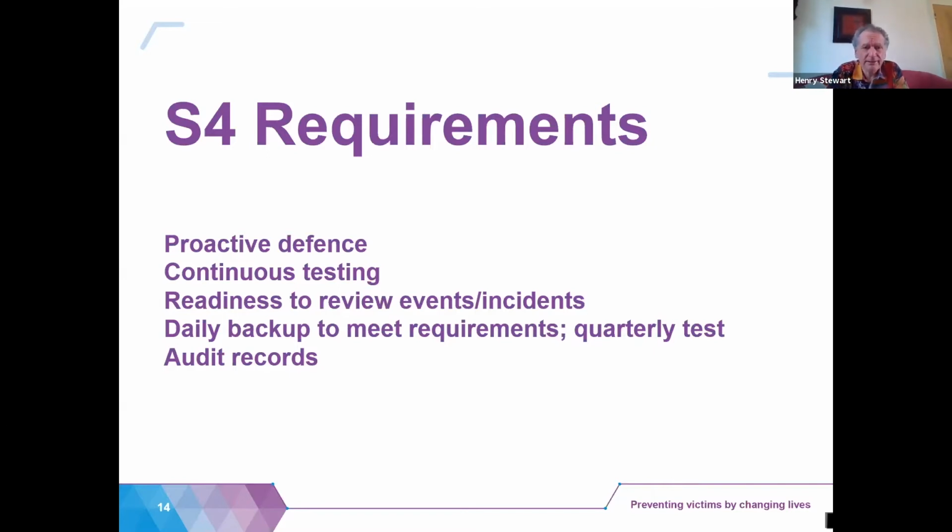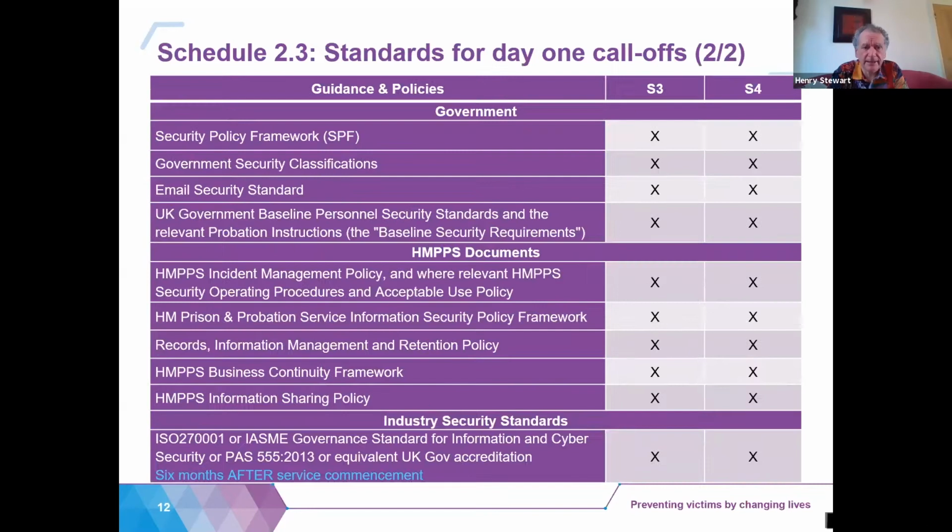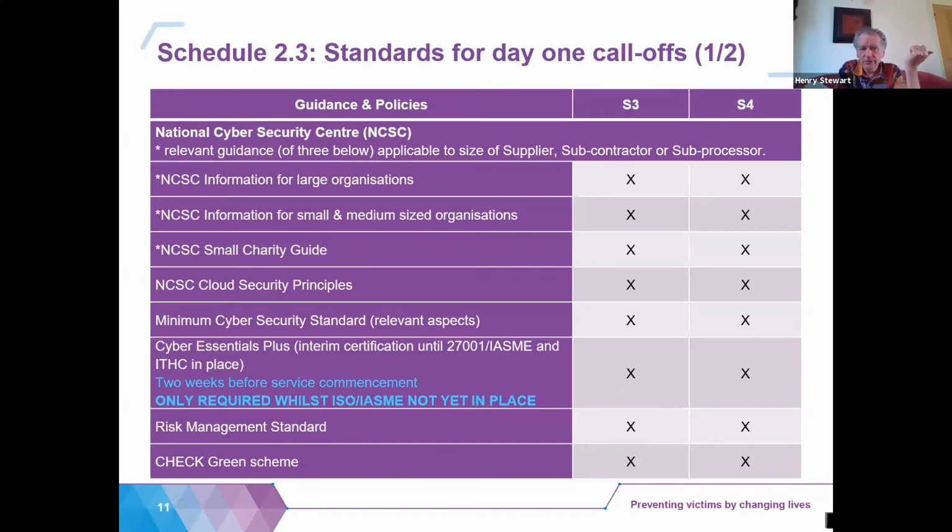Now, these are the ones back here, which I skipped through. You will need to look through all of these. There's some nice simple ones like the NCSC Small Charity Guide, and crucial elements then, Cyber Essentials Plus. This is a certification, and you'll need to achieve that 2 weeks before the service commencement. If you've already got ISO or IASME, you don't need Cyber Essentials Plus.